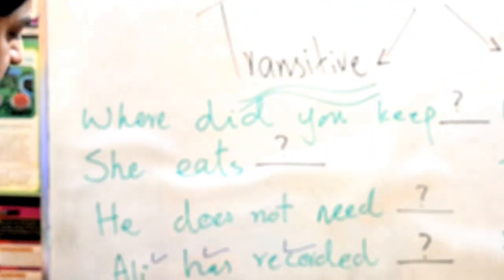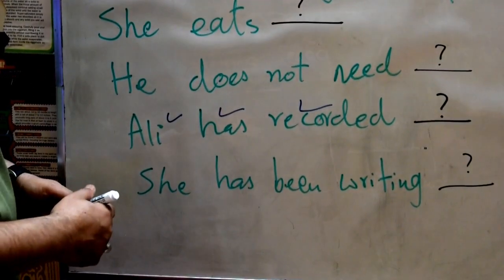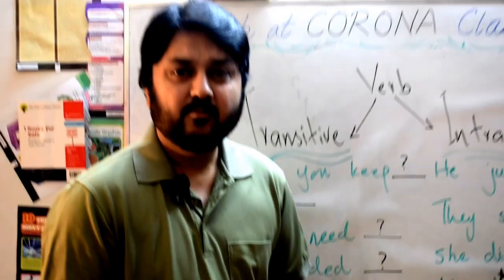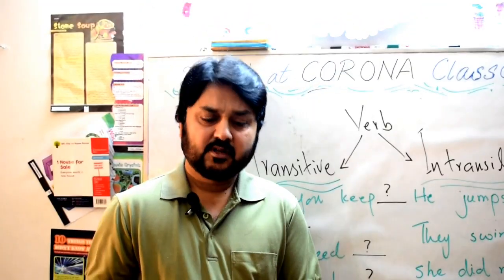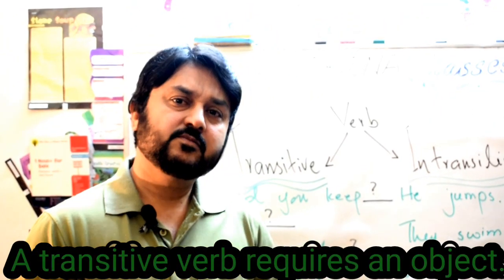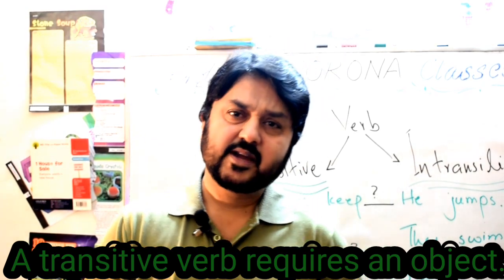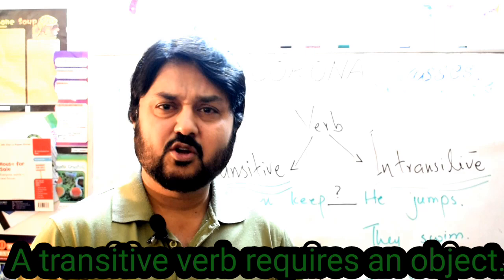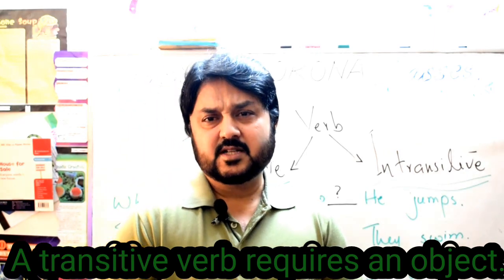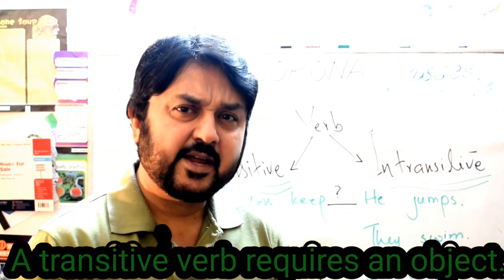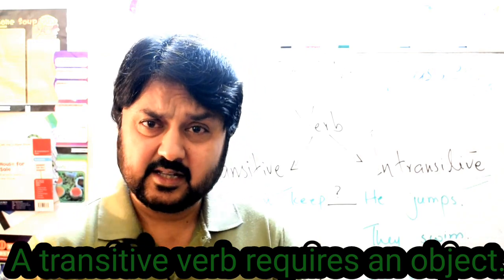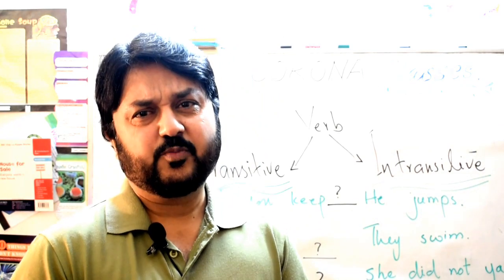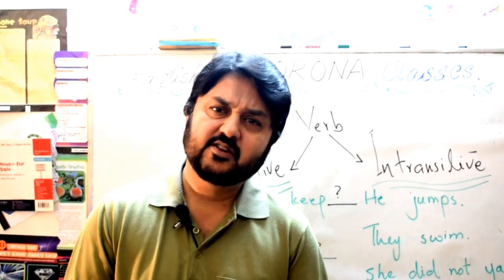Another example. She has been writing. Writing what? She has been writing poems. She has been writing a story. She has been writing an article. She has been writing novels. Plenty of answers can be there for this question. It means when answers are there, the verb is transitive. Understood? I hope it is understood because it is not that difficult a topic.